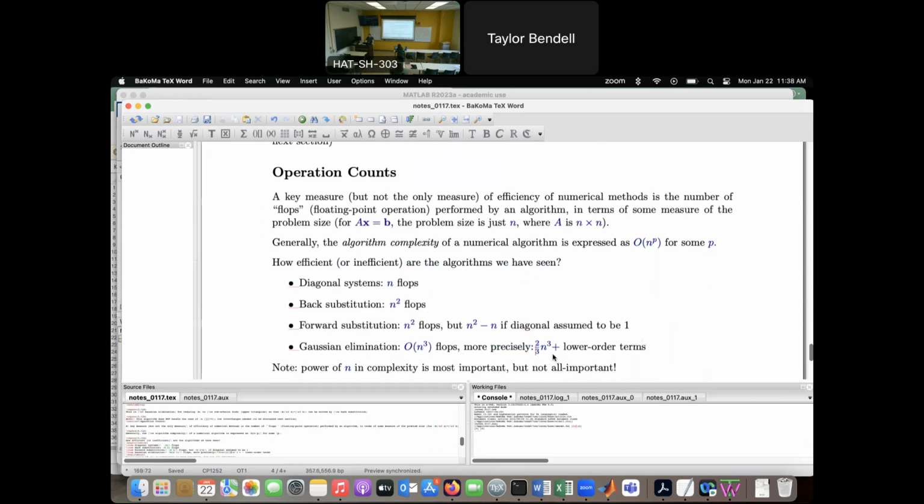Now, what we're most interested in is the power of n. What kind of function of n are we dealing with? Linear, quadratic, cubic. Generally, the most expensive algorithms, like for solving systems or computing eigenvalues, turn out to be n cubed. You generally don't see anything worse than that.